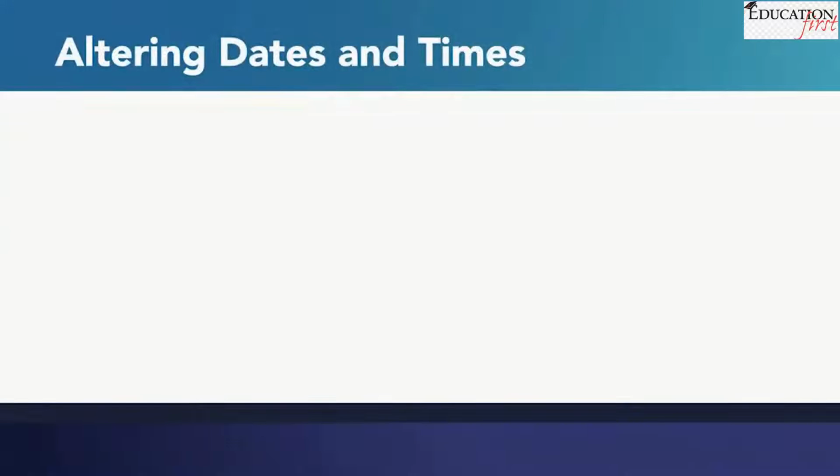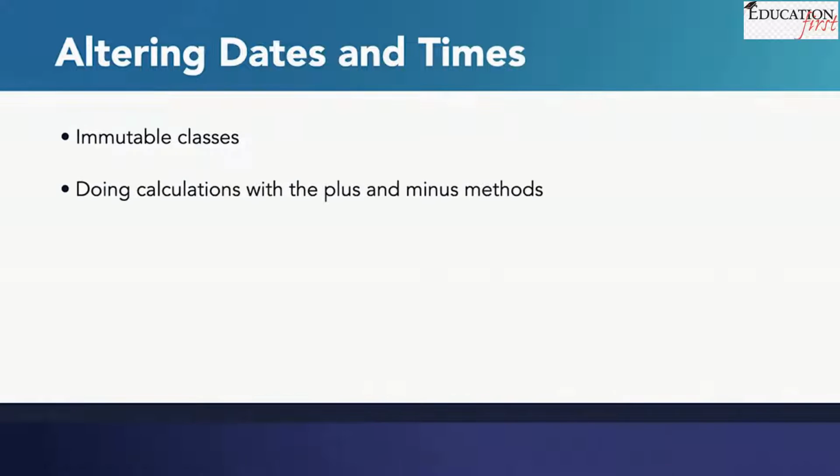LocalDates, LocalTimes, LocalDateTimes, and ZonedDateTimes are immutable. This means that the value of the object cannot be altered after the creation of the object. So technically, you cannot alter them, but we can definitely do calculations with them. The result will be a new object with the new values representing the new date and or time.